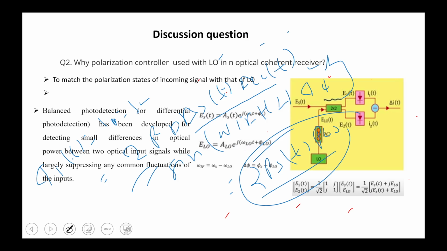These things I have already explained. Balanced detection for differential photography has been developed for detecting small differences in the optical power between two optical input signals while largely suppressing any common fluctuation of the input. So it will suppress or diminish the noise, whether thermal noise, shot noise, flicker noise, or excess noise, only by balanced detection, because we use the 2 into 2 coupler. We divide the two signals into E12 and E22. We cancel the noise on the E12 side and the E2 side, and then we subtract. So this intermediate frequency will be very small in that case, and phi LO should be very minimum.